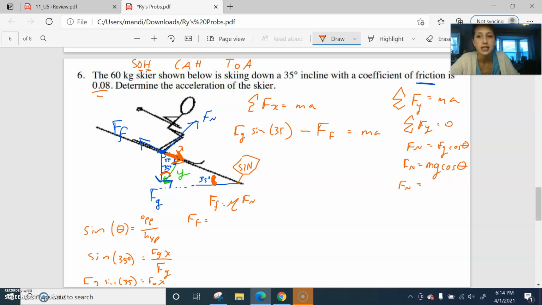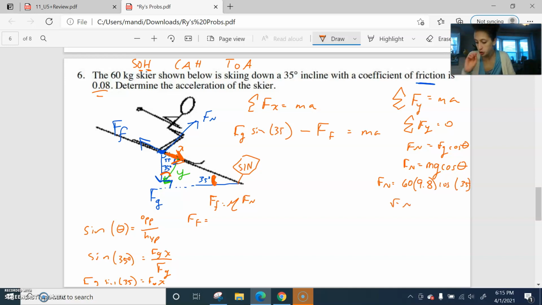The mass of this skier is 60. It's already in kilograms, which is really nice. I'm going to use 9.8 for gravity. Some teachers use 10. You do whatever your teacher says. And the angle, I ran out of room, 35. Oh, I hate that. I'm going to write it over here so there's room. Okay, so the normal force is mass, which is 60, gravity, which is 9.8, times the cosine of 35.